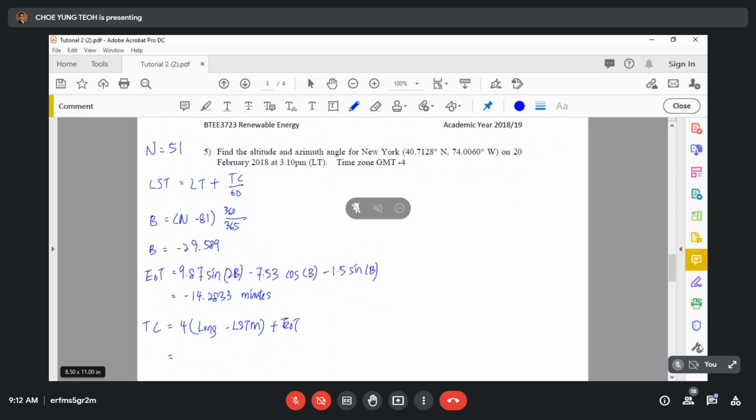Okay, so this one you have to be very careful because you see that the longitude now is west. Okay, so if west, you have to put negative. So the longitude is negative 74.006 minus 4 times 15 degree plus EOT.